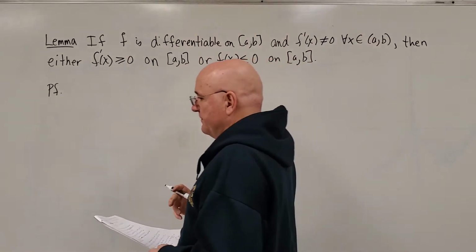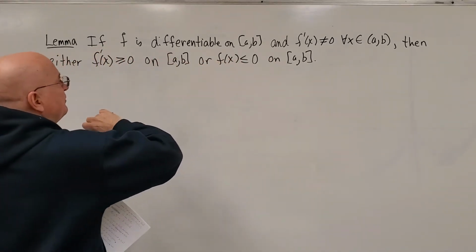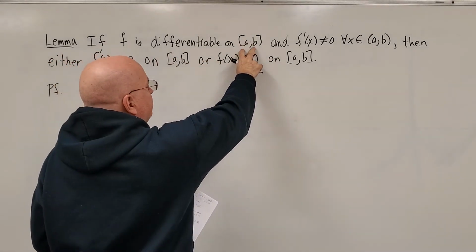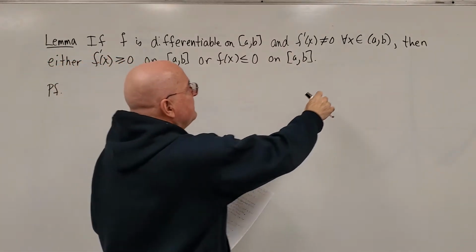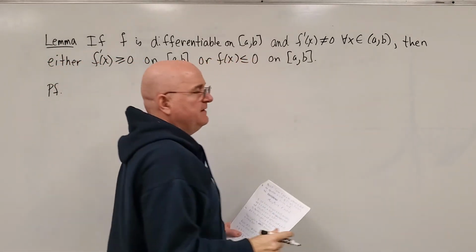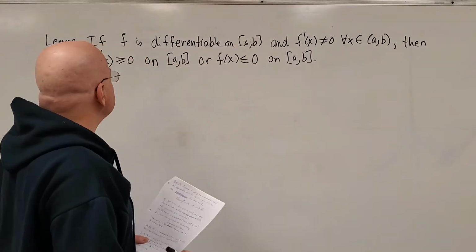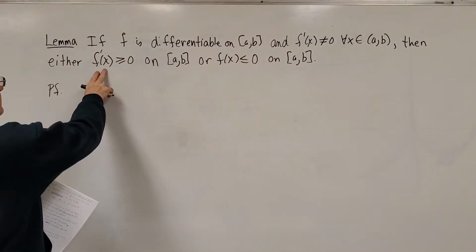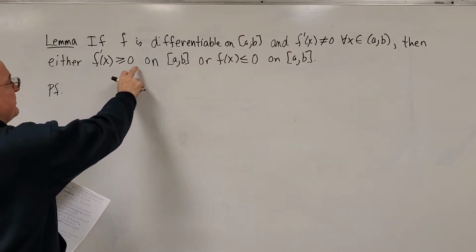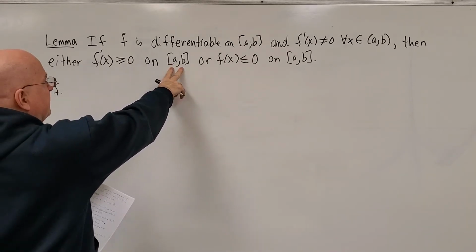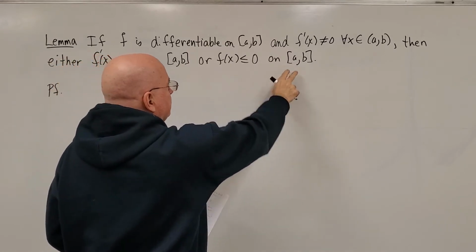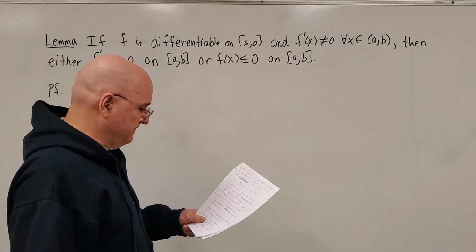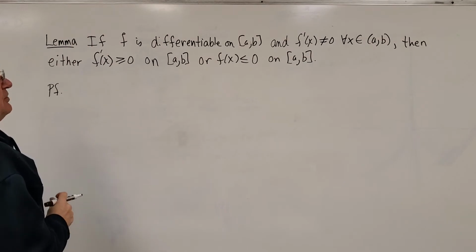It says if f is a differentiable function on the closed interval [a,b], and the derivative is not equal to 0 for any x in the open interval (a,b), then either the derivative of x is greater than or equal to 0 on the entire domain [a,b], or it's less than or equal to 0 on the closed bounded interval [a,b]. So let's take a look at the proof.